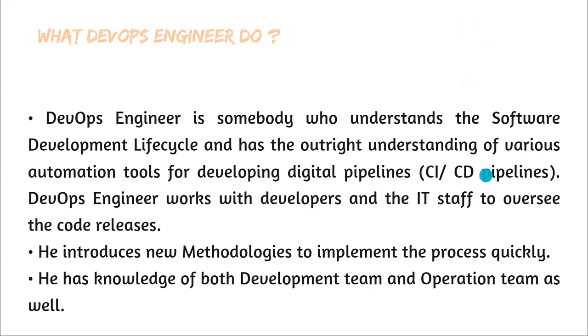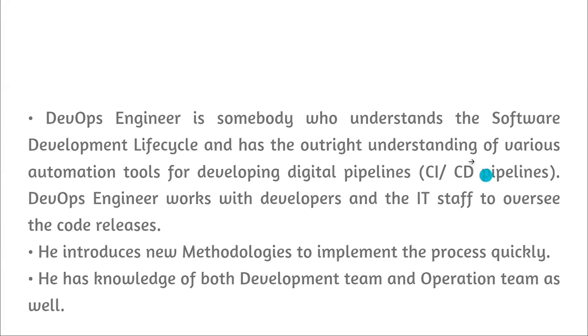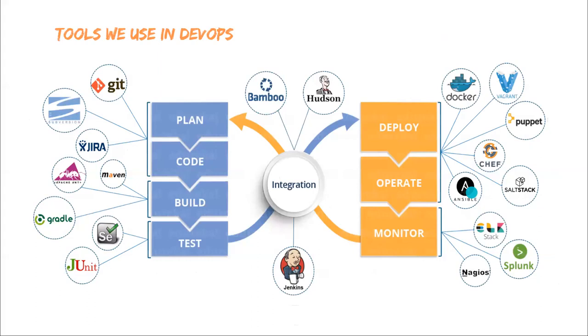So when we talk about tools, there are a lot of tools in DevOps. But we are not going to learn all of these tools. For every stage, we are going to learn one tool only. How many stages do we have? SDLC has 7 stages, but DevOps has 8: plan, code, build, test, integrate, deploy, operate, monitor.